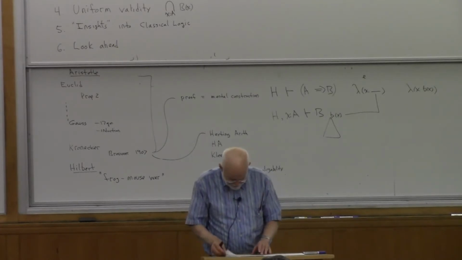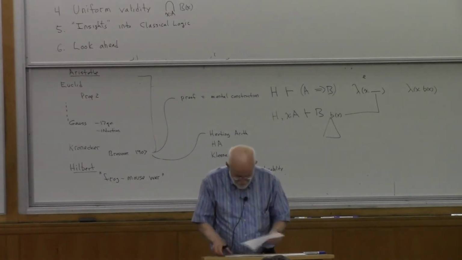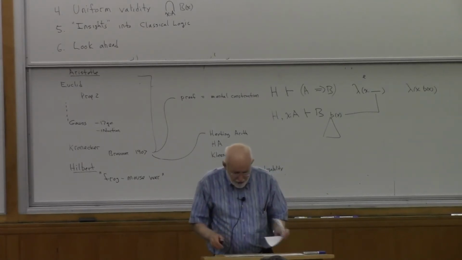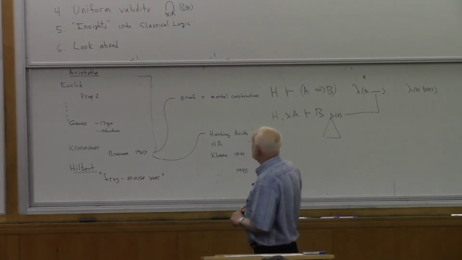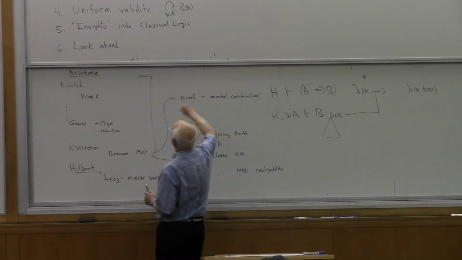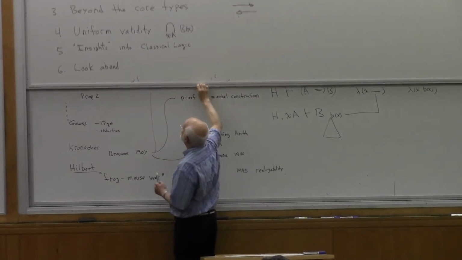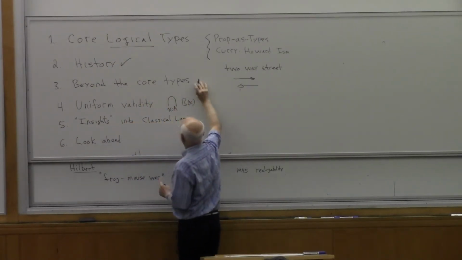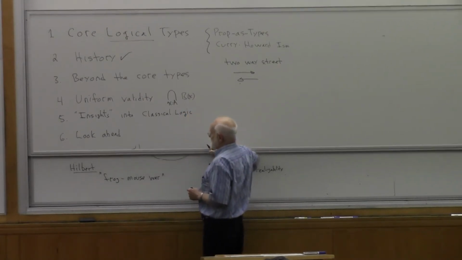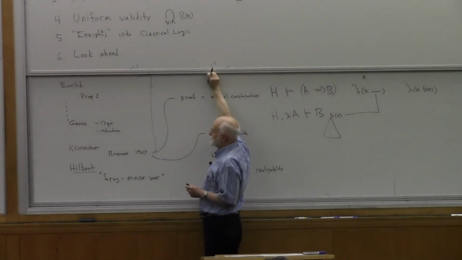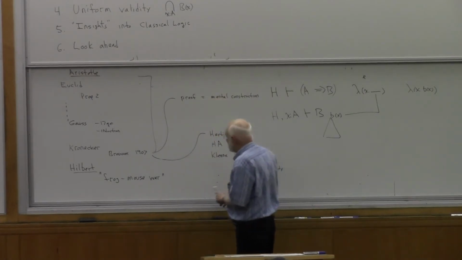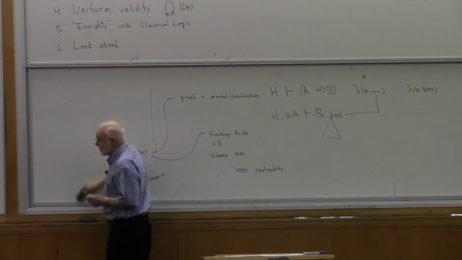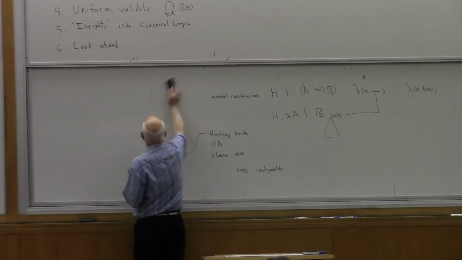Okay. So let's see then what happens when you go beyond these types. So let's look at what happens beyond the core. So where are we? We've done history. Now we're going to do beyond the core type. So let's think about some other types that are pretty useful. And you've already seen the intersection type. That's been used in these lectures.